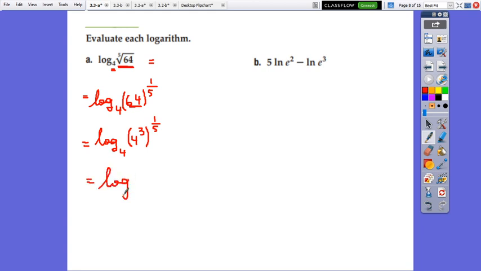Equals log base 4 of 4. This is a power of a power, so multiply, it will be 3 over 5. Always the exponent goes outside the log, so 3 over 5 times log base 4 of 4, which equals 1, and 3 over 5 times 1 is 3 over 5.